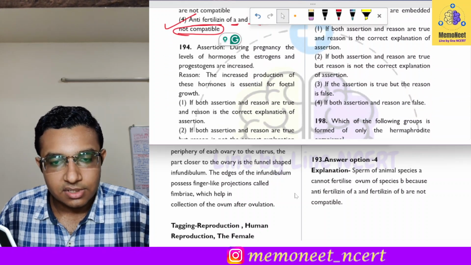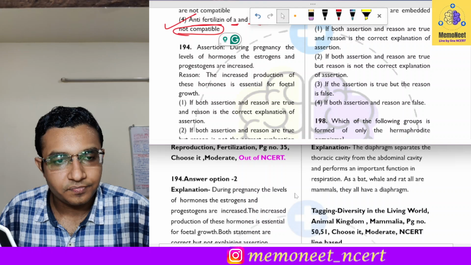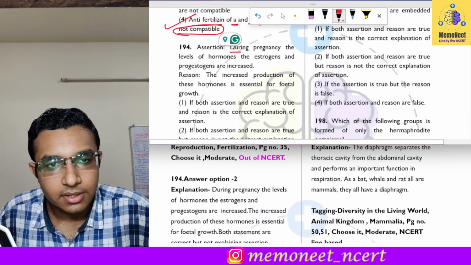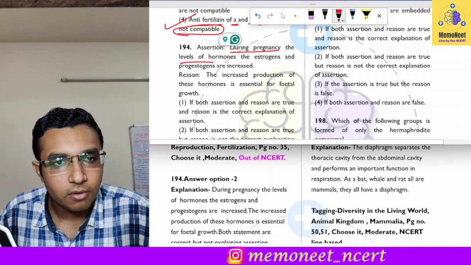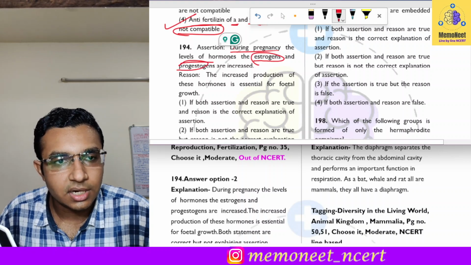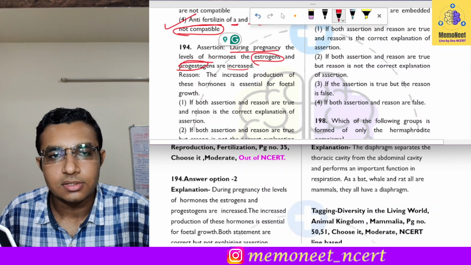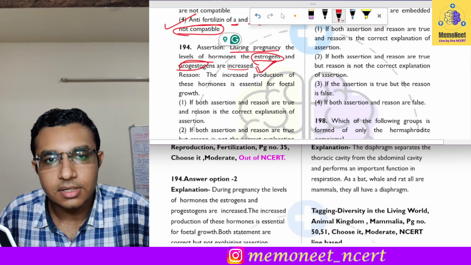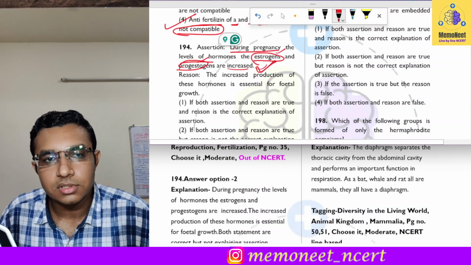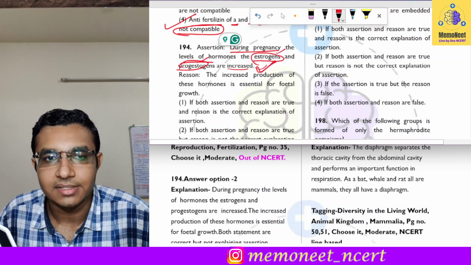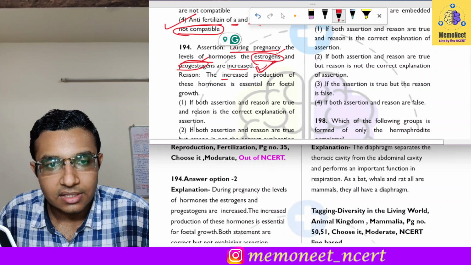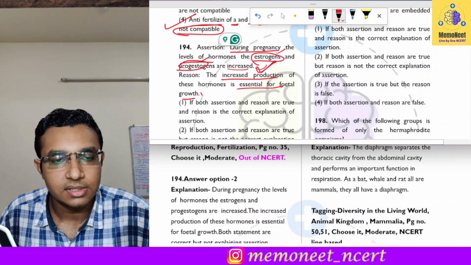The next question is an assertion reason type of question, and the assertion states that during pregnancy the levels of the hormones estrogen and progesterone are increased. Okay, so is this true? Yes, the assertion is correct. The levels of estrogen and progesterone are increased during pregnancy. The reason given here is that the increased production of these hormones is essential for fetal growth. Okay, so the reason is also correct.